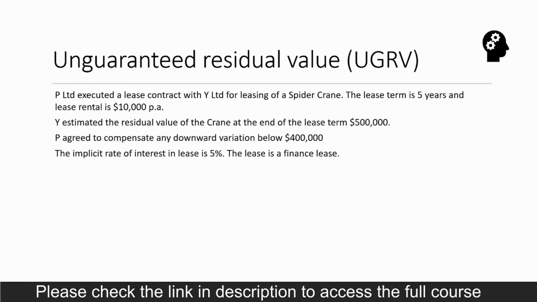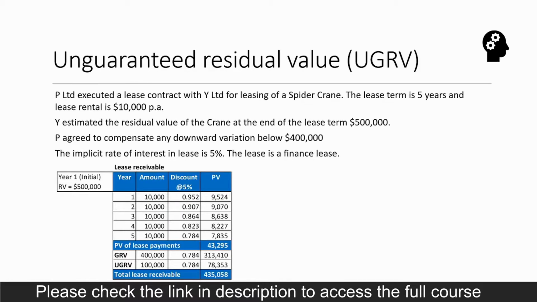Let's see how Y will account for this transaction. First, Y will compute the lease receivable on day 1. In this table, you can see that both GRV, that is guaranteed residual value, and unguaranteed residual value is included in lease receivable on the assumption that it's fully realizable.